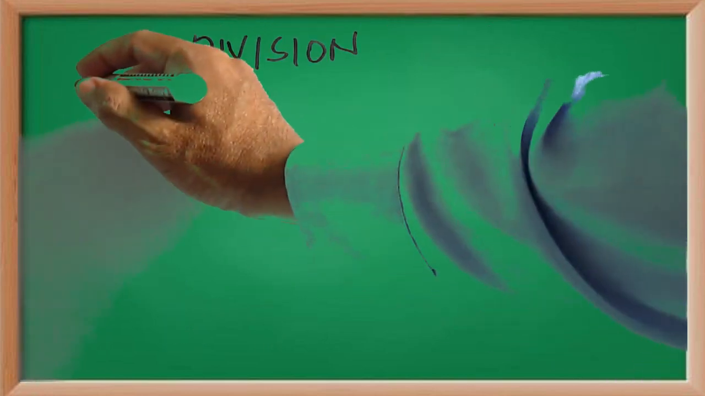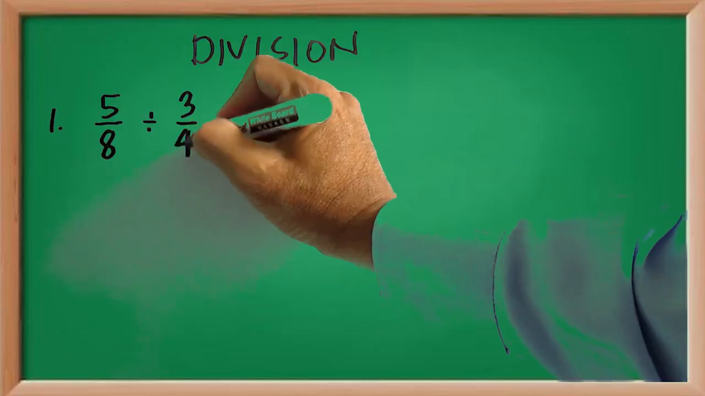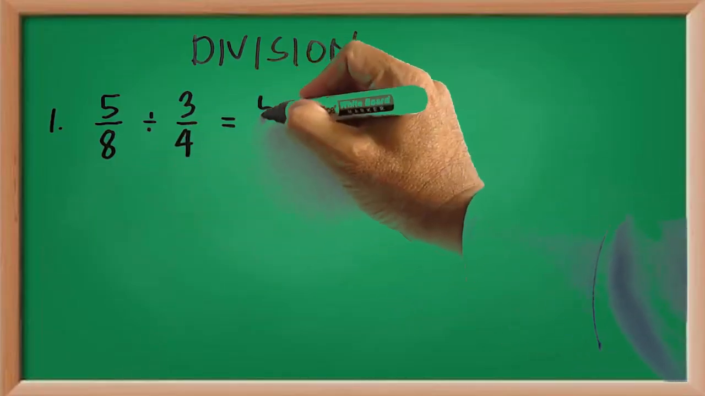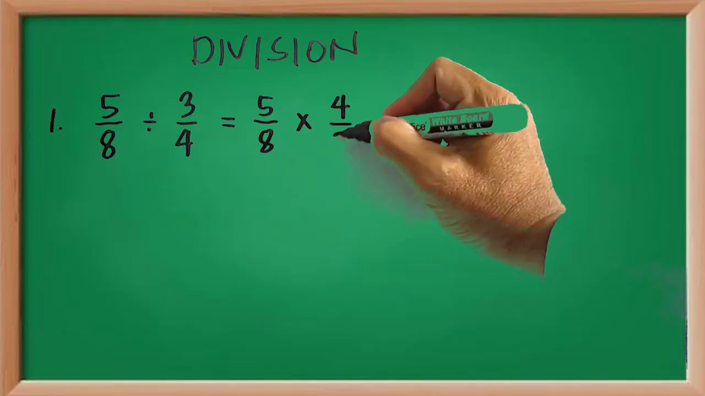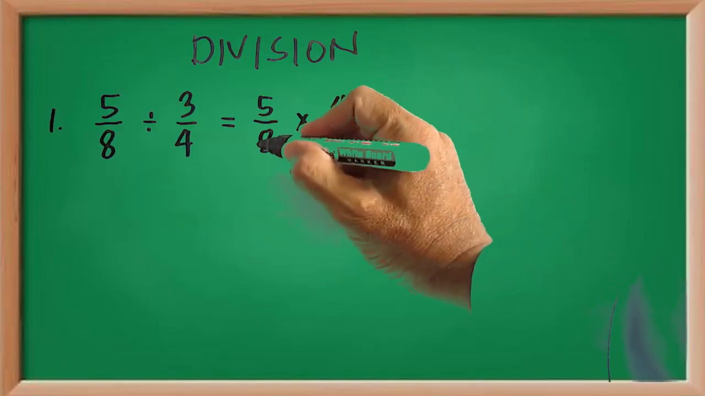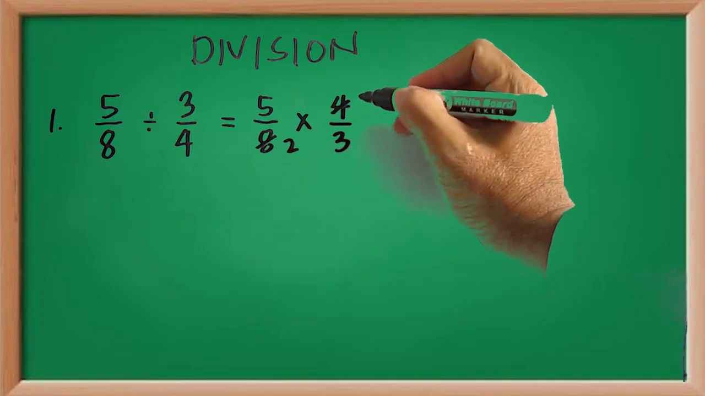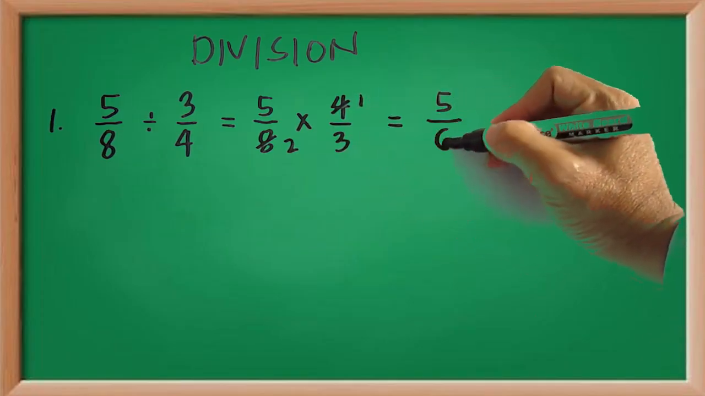Division. Find the quotient of the following. 5 over 8 divided by 3 over 4. To divide numbers in fractional form, multiply the dividend to the reciprocal of the divisor. Note that 4 is common to 4 and 8. Simplify first. 8 divided by 4 is 2. 4 divided by 4 is 1. 5 times 1 is 5. 2 times 3 is 6.